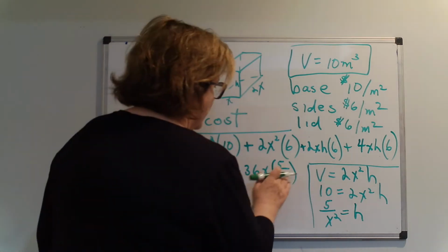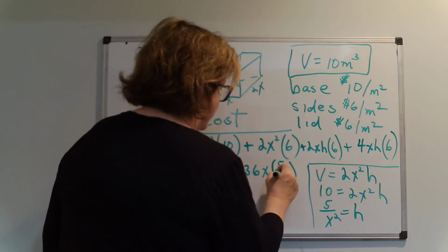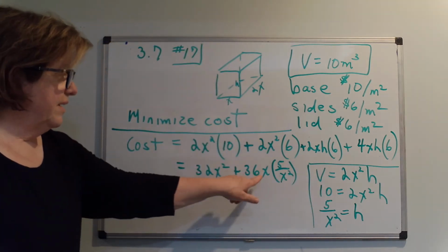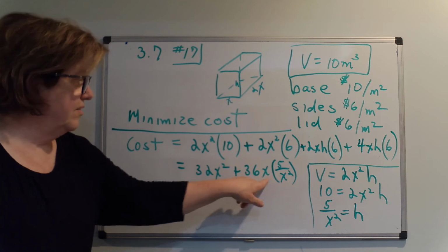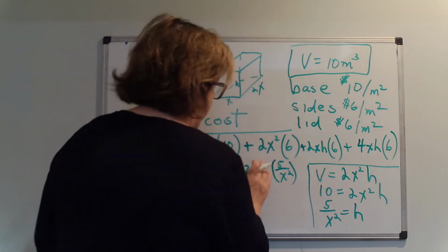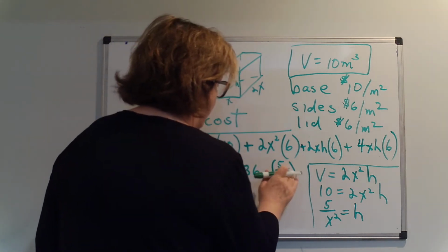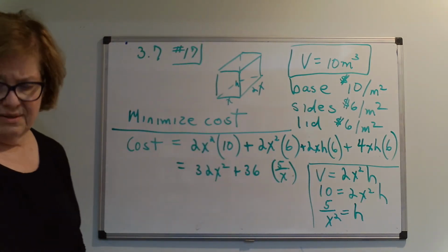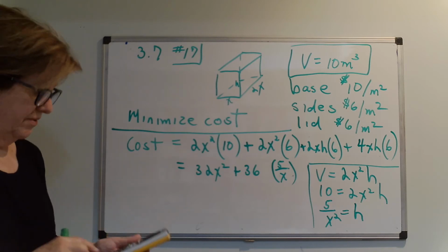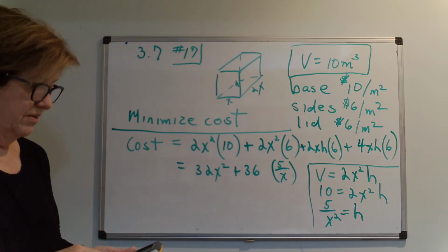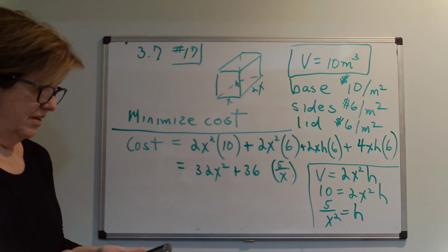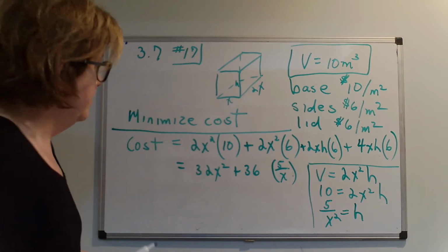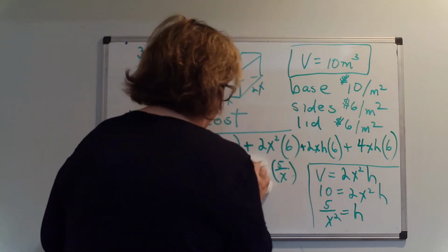5 over x squared, sorry. Okay. So now we can cancel one of these x's down here with that, right? So what we're going to have is 36 times 5 over x. All right? What's 36 times 5? I need my calculator. I'm going to use my calculator. 36 times 5 is 180. Okay, so I can rewrite this as 180 over x.